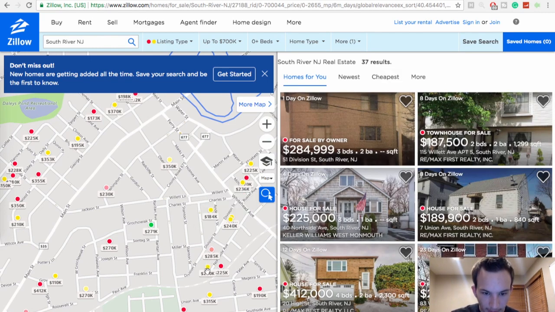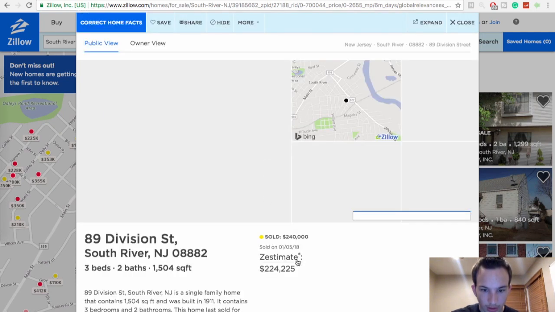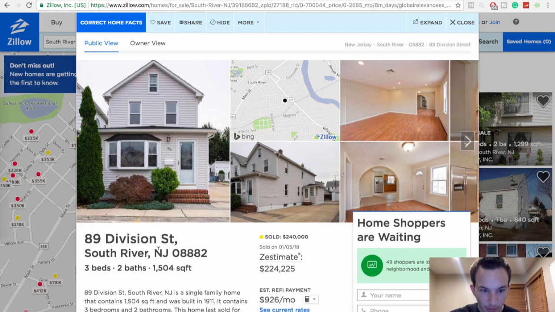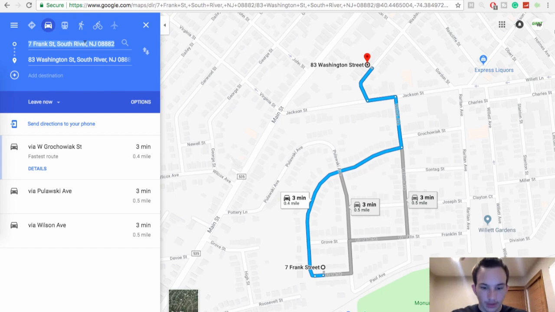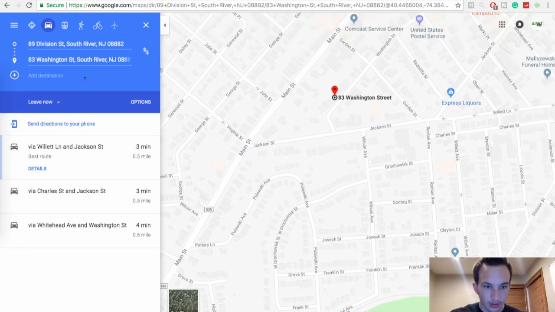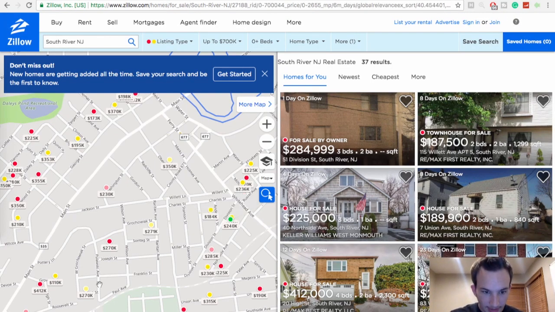240, 3-bed, 2-bath. Let's see when this one sold. This one sold on January 5th of 2018 on 89 Division Street. So that's 0.5 miles. So that's perfect.